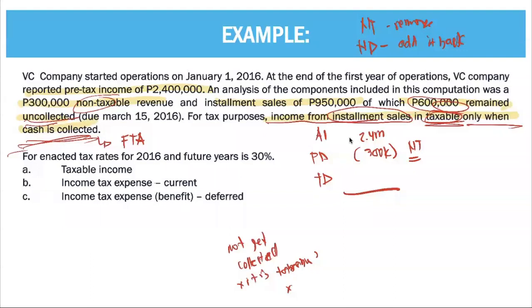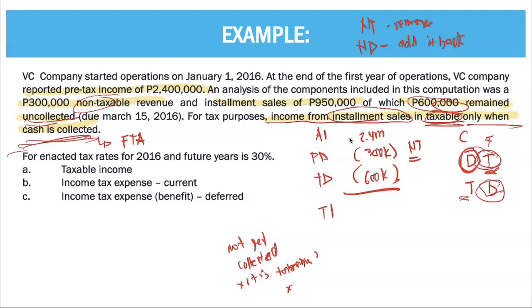So it will be taxed in the future. If it is taxed in the future, it will be deducted now. So 600,000. We will not include this revenue, so we deduct it now because it will be taxed in the future, only when collected. Since it is not yet collected and you will collect it only soon, it will be taxed in the future. Tax in the future, deduct now. Deduct in the future, tax now. Remember the current and the future. If in the future it is taxable, you deduct now. If in the future it is deductible, you tax now.